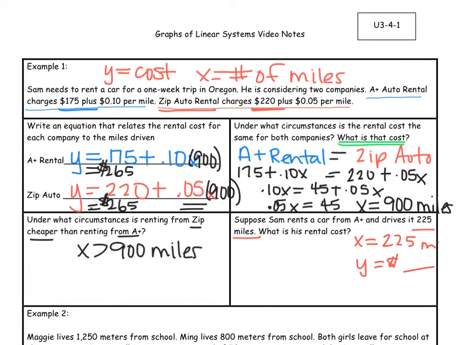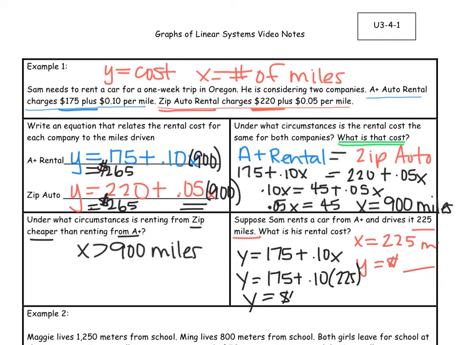So we can pick A Plus Auto Rental, and their formula is y equals a flat fee of $175 plus 10 cents per mile. We're just going to take out the x and we're going to plug in 225, and when we work that whole thing out, it comes out to $197.50. So to drive 225 miles with A Plus rental, it will cost Sam $197.50.